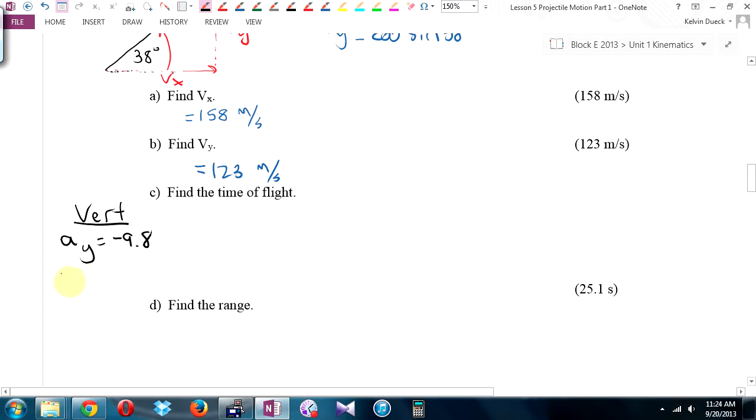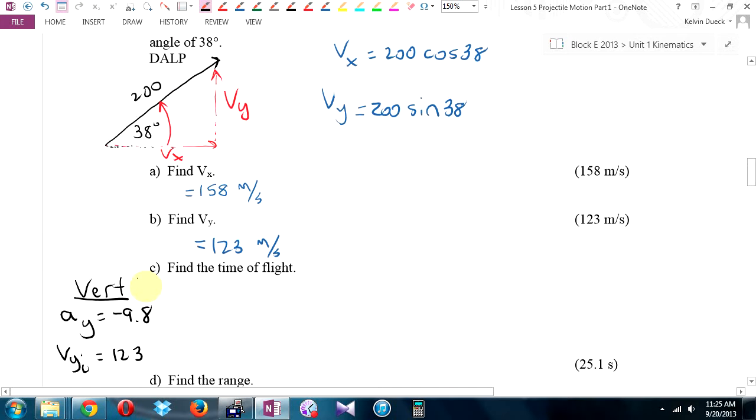Oh, and we did calculate Vy initial. What was Vy initial? 123? Now that 123 is rounded off, Sean. If I want to be really uber careful in my calculations, instead of typing in 123, I could actually type in 200 sine 38, which isn't that much more typing than typing in 123. And I know that's not rounded off at all.